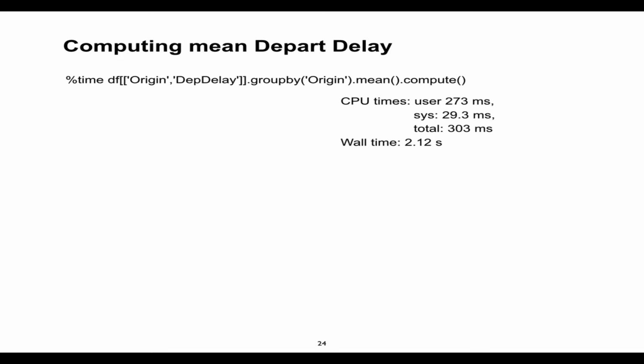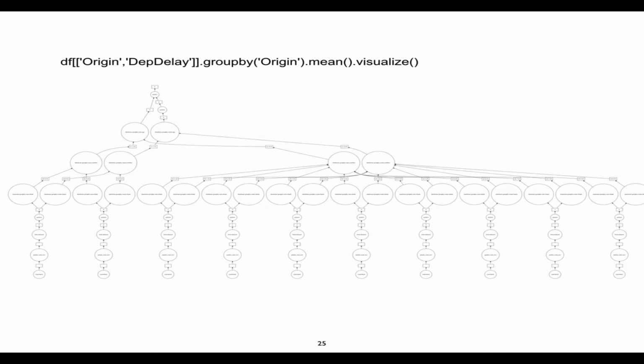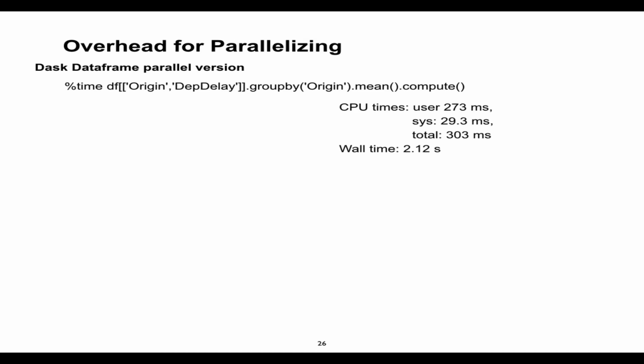Something more interesting is how do we actually compute the mean delay per origin. Well, we can just grab the origin and the departure columns, call groupby on origin, compute the mean on that, and then call compute. Now the one problem is, like I said, it's only like a 250 megabyte file. Again, we can see how it's even harder to read, but it shows you that it is parallelizing it. Right, so there's a parallel version.